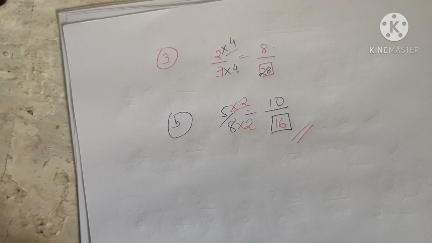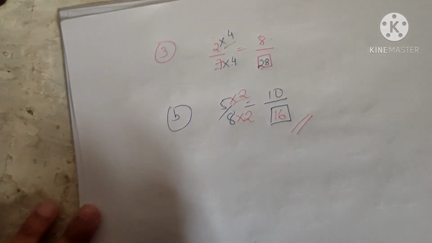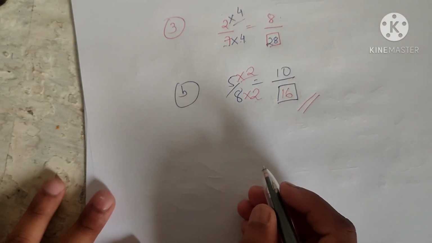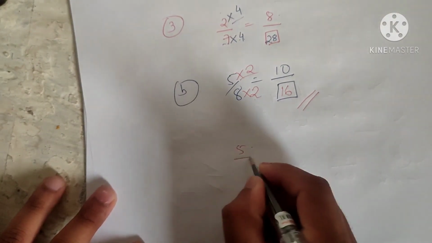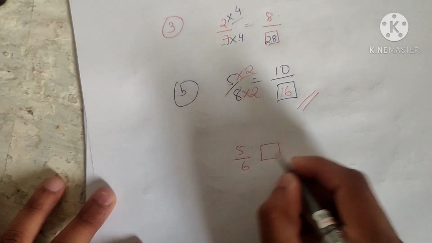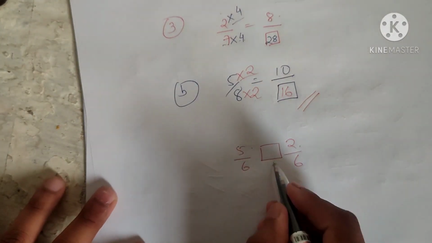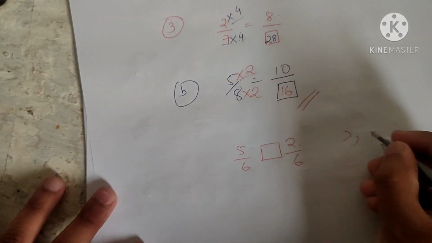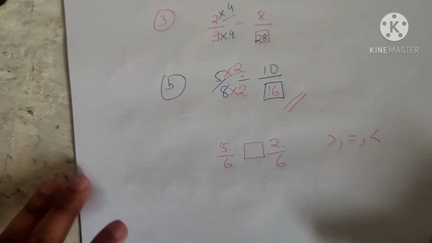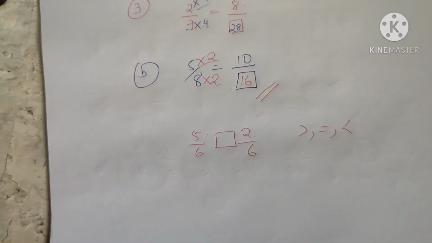7.4. Okay, what you have to do is, now you have to put a greater sign or a smaller sign. Suppose a number is given like this, 5 by 6 box and 2 by 6. Now you have to tell whether what will be here, greater than or equal to or less than. Okay, what will be your answer?